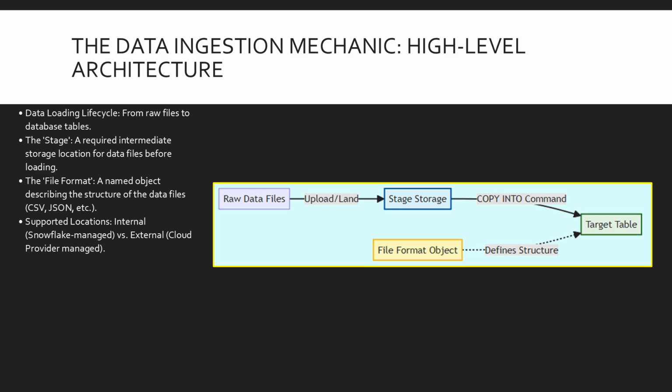Here is the visual flow of ingestion. On the left, we have your raw data files. These must first land in the stage storage, represented by the blue box. This is your staging area. Below it in yellow is the file format object. Notice how it feeds into the loading process. It acts as the instruction manual for reading the files. Finally, the copy into command executes the move, reading from the stage using the file format definition to populate the green target table on the right.